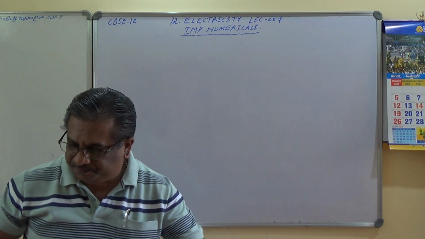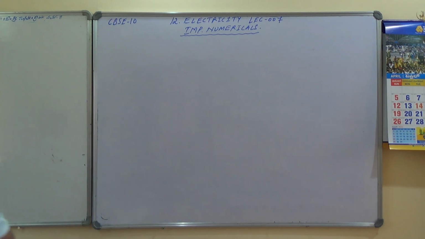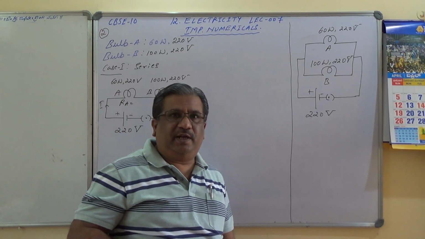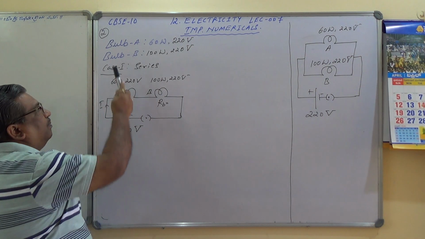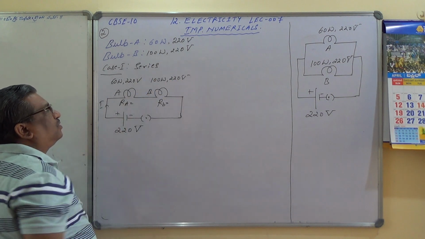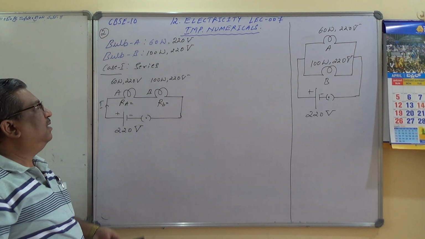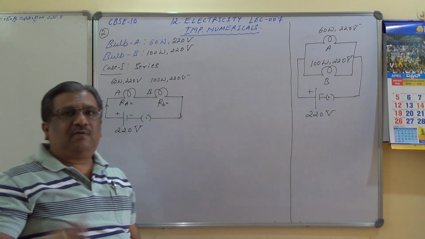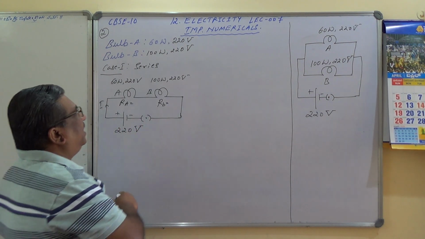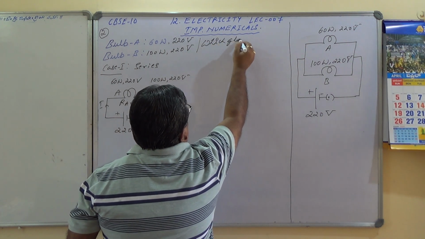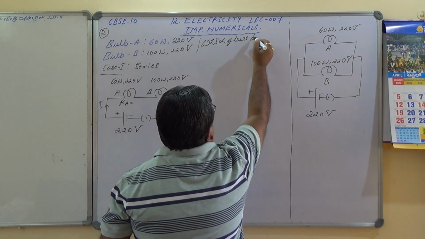Let's see here. Here the question is, bulb A and B, 60 watts 220 volts, 100 watts 220 volts. These are the power ratings. Once we have connected in series and once we have connected in parallel combination. The question asked is, which glows brighter?